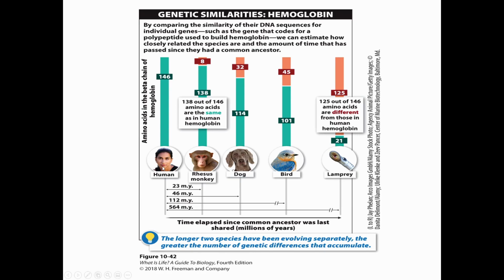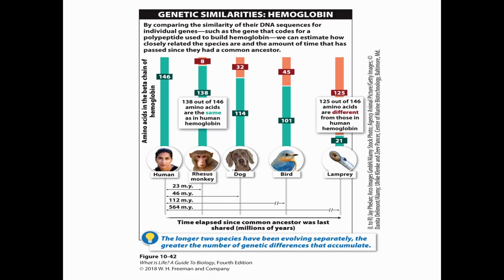So we're not saying that after 8 changes we went from rhesus monkey to human. That's not what we're saying. We're saying that there was a common ancestor shared between the rhesus monkey and the human, and that over time the rhesus monkey line and the human line diverged at 8 of those amino acids. And that took 23 million years to happen. We go back to the dog, we see that in order to accumulate those 32 amino acid changes, it took 46 million years, and with the bird, 112 million years.